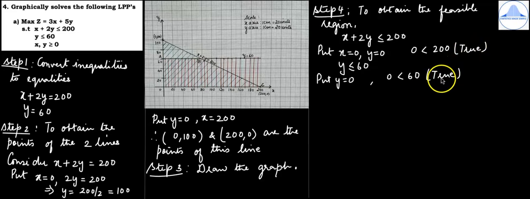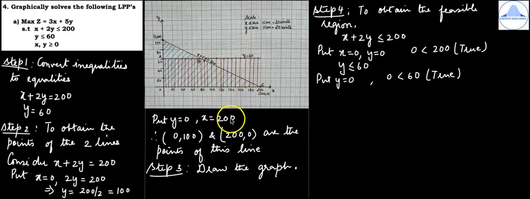So whenever it is true, we have to shade towards the origin. So for this first line, x plus 2y equal to 200, we got the condition as true. So I shade towards the origin, that is below the line. I have used blue color slanting lines. And then for the inequality y less than or equal to 60, again the condition is true, so this is y equal to 60. So again you have to shade towards the origin. I have used red color lines.